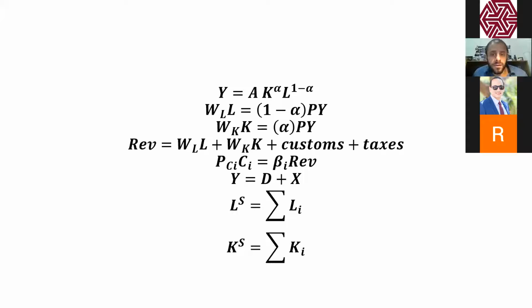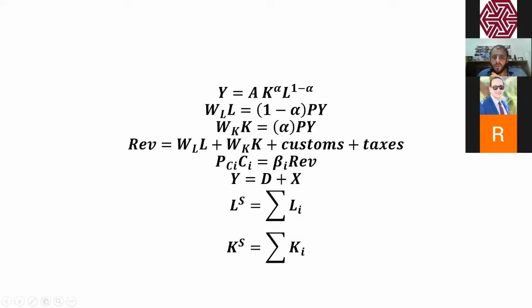Now we have the production function, nothing has changed. We have the labor demand and capital demand, it's exactly the same. But now, instead of having wage and rent, I'm writing them WL and WK, but it's exactly the same thing. Nothing is different compared to the initial model that we had.